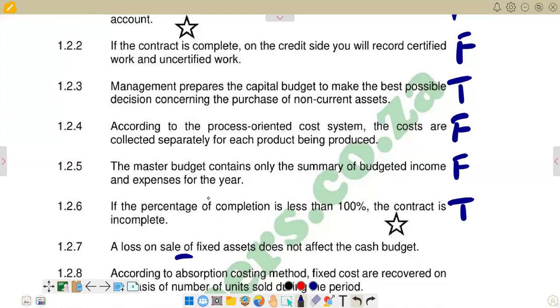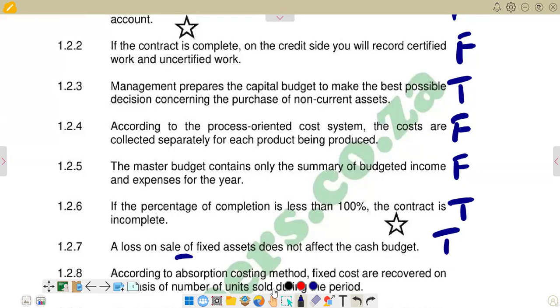And other non-cash items we have is depreciation. We don't include them again. Even provision for credit losses, we also do not show them in the cash budget. The cash budget shows only actual movement of cash in and out of the business. So on 1.2.7, we can say true.